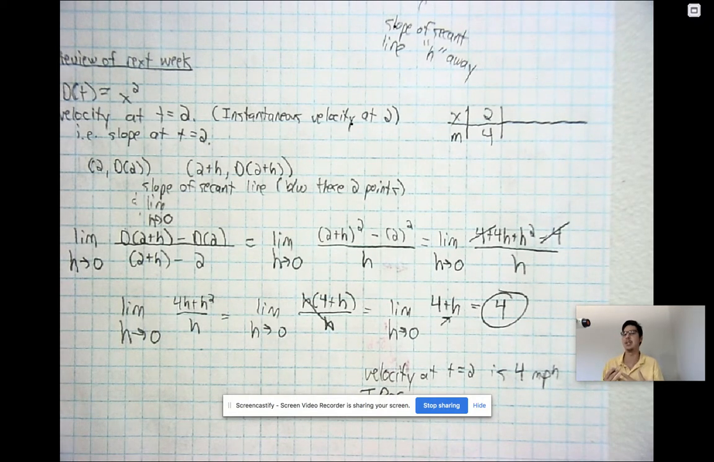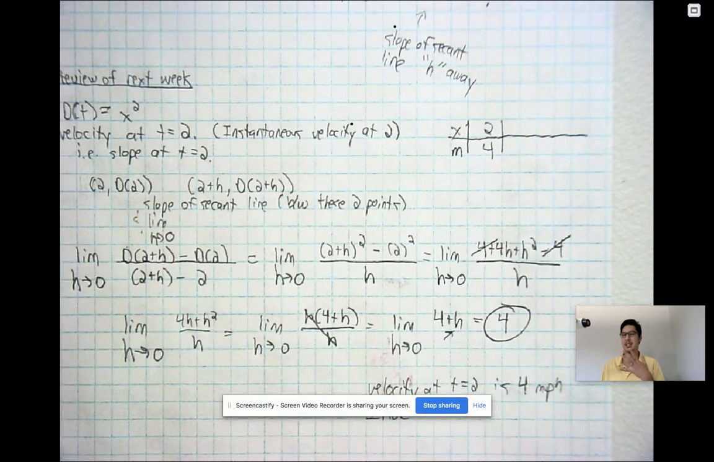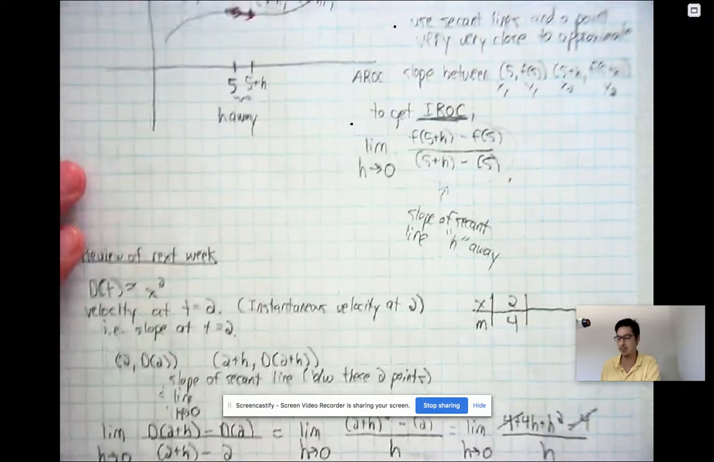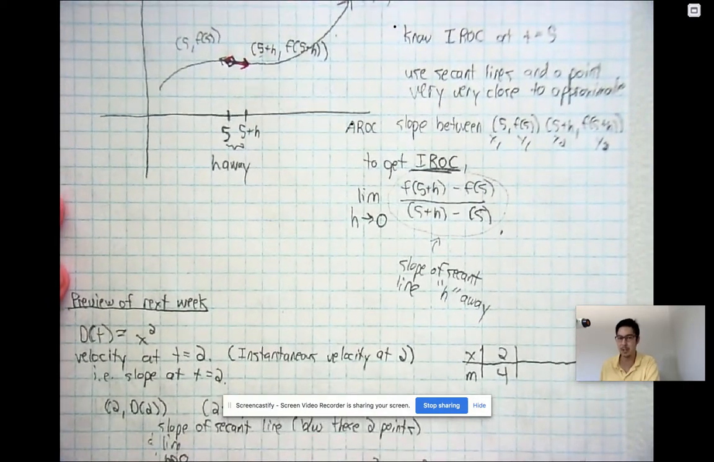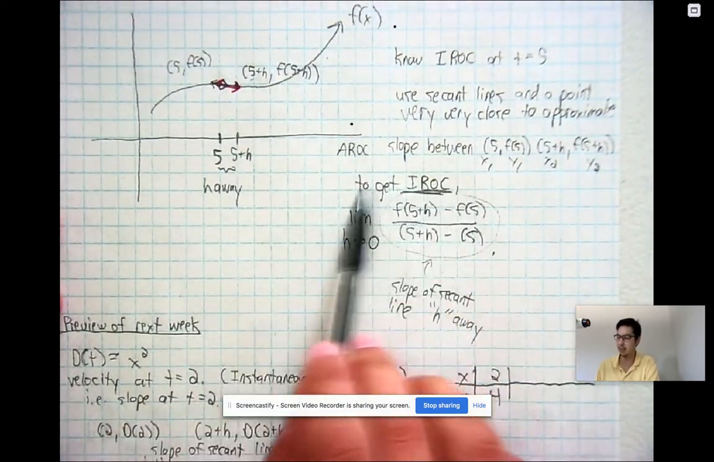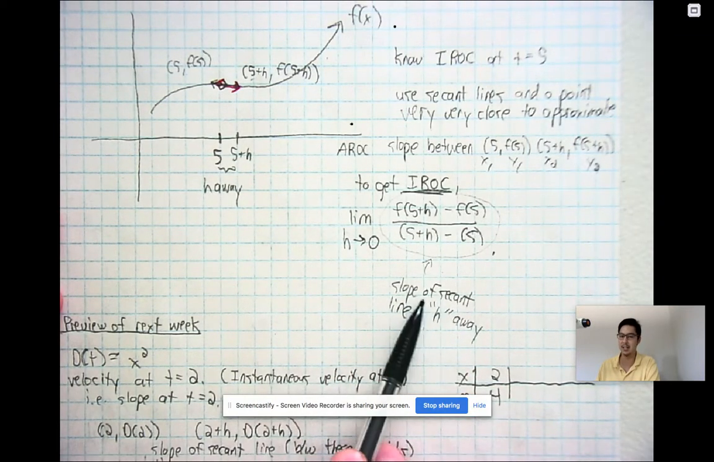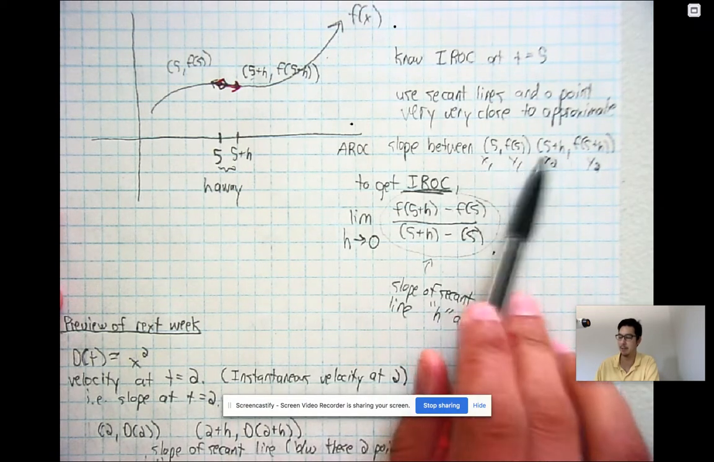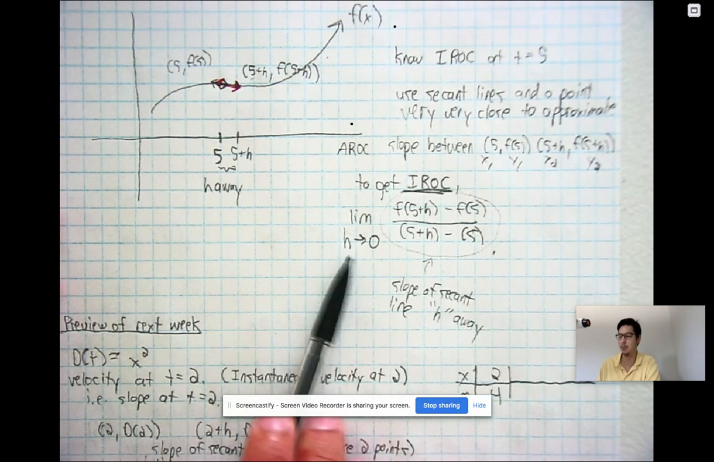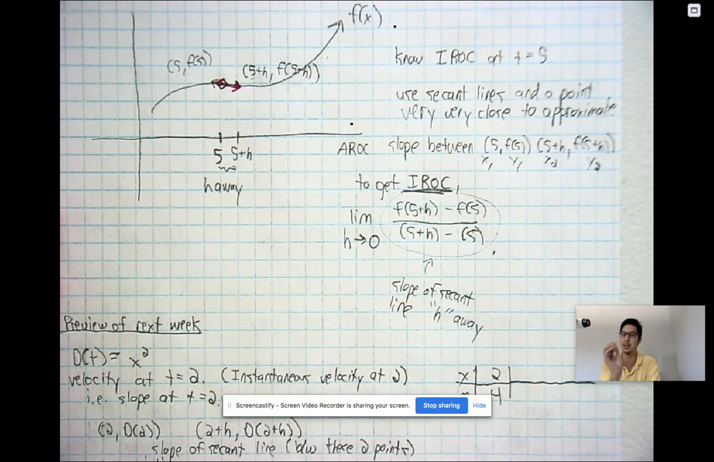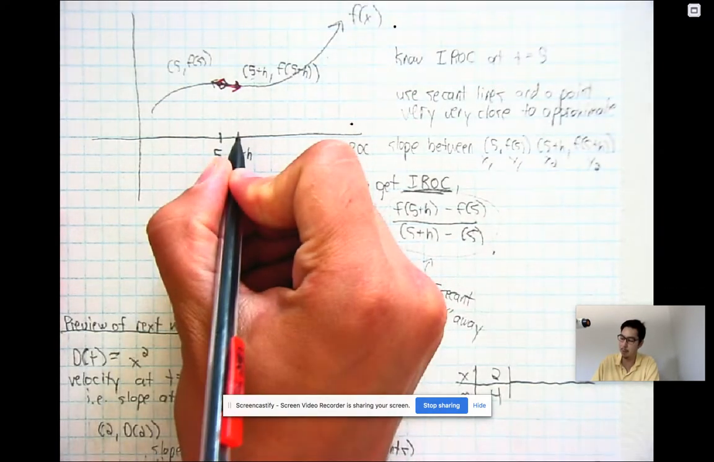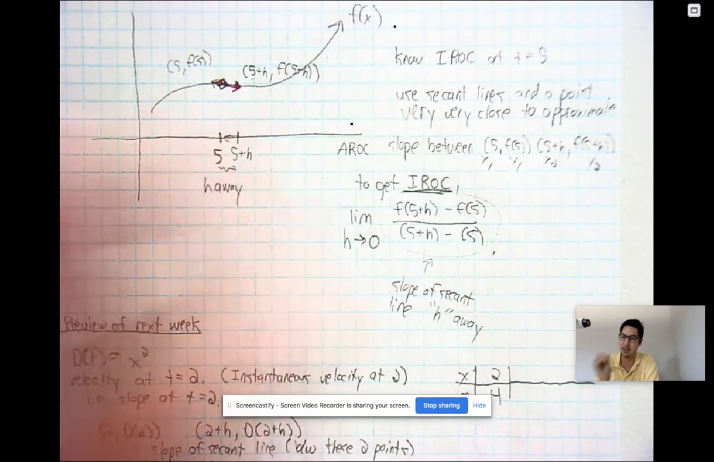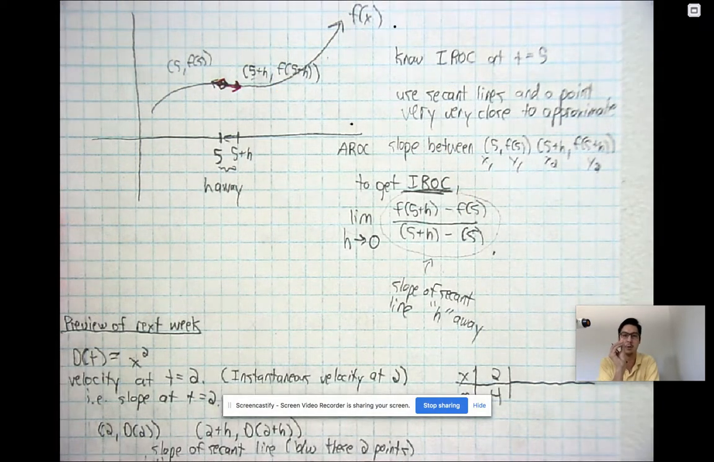but understand what's happening here from a conceptual standpoint, because if you understand it conceptually, there's not as much to memorize, nor do you really have to memorize it. To get the IROC, you find the slope of the secant line using 2 points where 1 point is h away. And then we want to minimize that distance between the points. We want that point to get even closer to that point. So we're looking at 2 points that are virtually the same point because they're so close together.